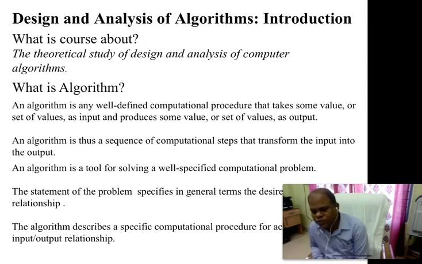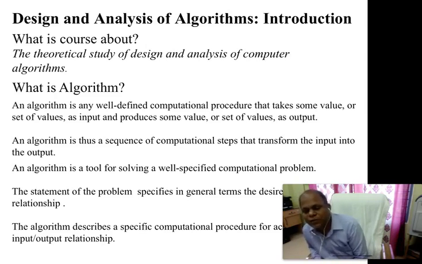And for this course, I will follow the book Introduction to Algorithm by Foreman, and second book Algorithm Design by Kleinborg.